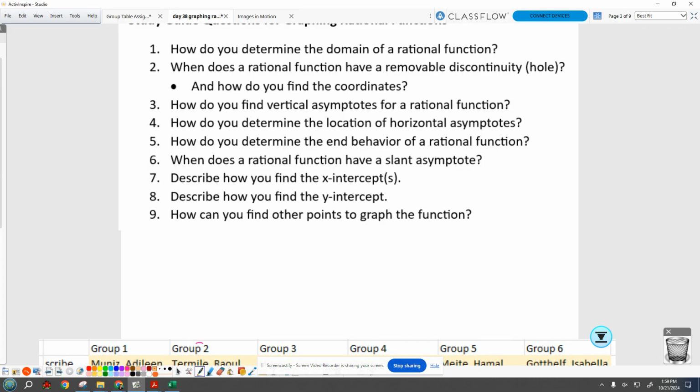When does a rational function have a removable discontinuity? The numerator and the denominator share a common factor. We find the coordinate by setting that factor equal to 0. So first thing he says, factor the numerator and denominator. And if there's a factor in the top and bottom that match, you have a hole. That was all he had to say, but he said a lot more.